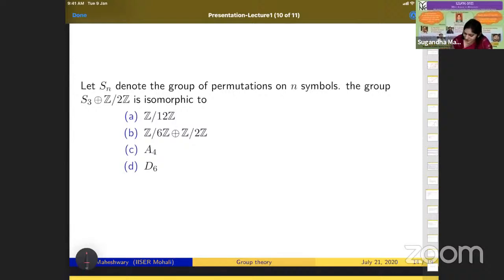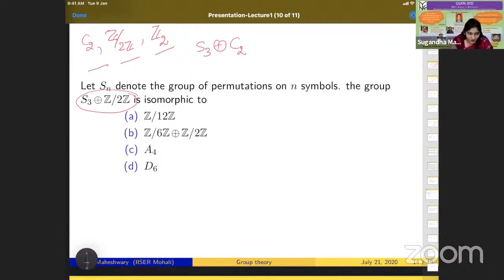Okay, look at the question: what is S3 direct sum with C2? C2 is also denoted by other notation, whatever is convenient to you, but you should be familiar with all of them, and depending upon what is used in the paper, you will also use the same.